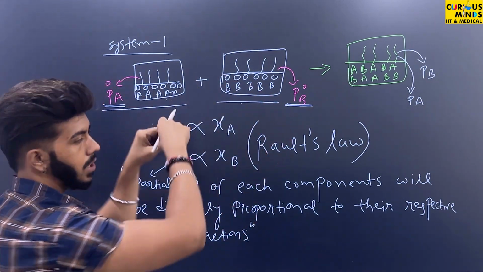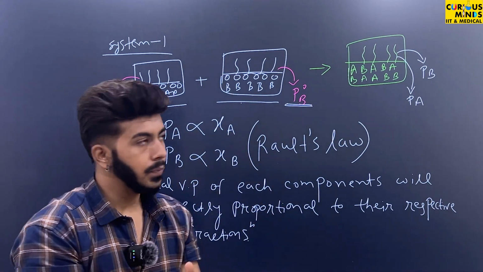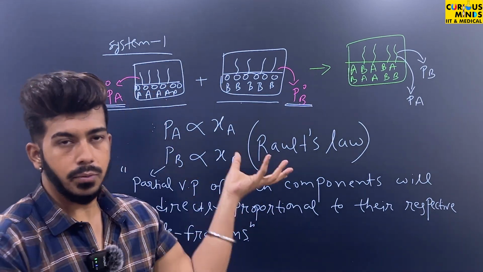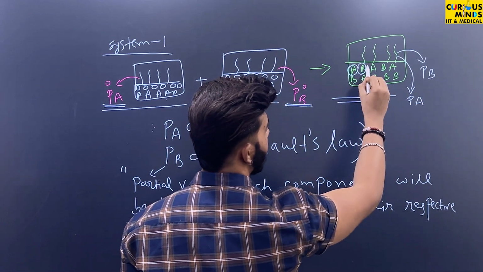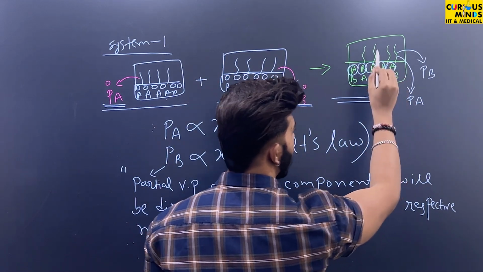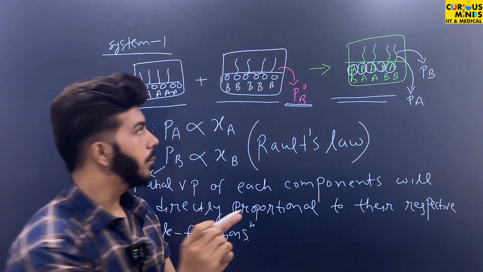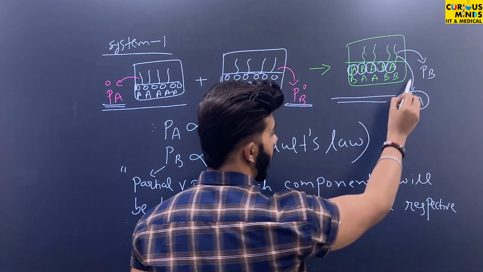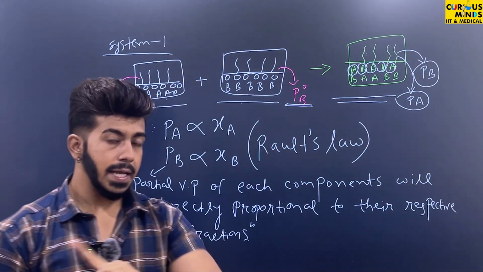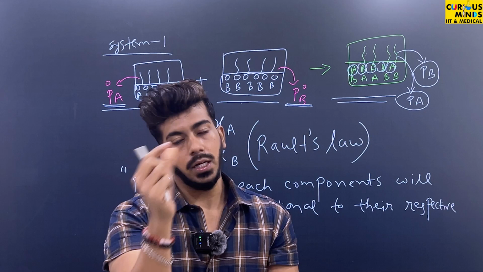Now I have mixed these two. मैंने ये दो को मिक्स कर दिया. क्या होगा? Solution पैदा होगा from this. So this is the solution of A and B. Can you see? A, B, both molecules are there here. Finally, ये जो vapor होगा ना, this vapor will be of A and B both. Right? A का भी है उसमें थोड़ा सा portion, B का भी है.